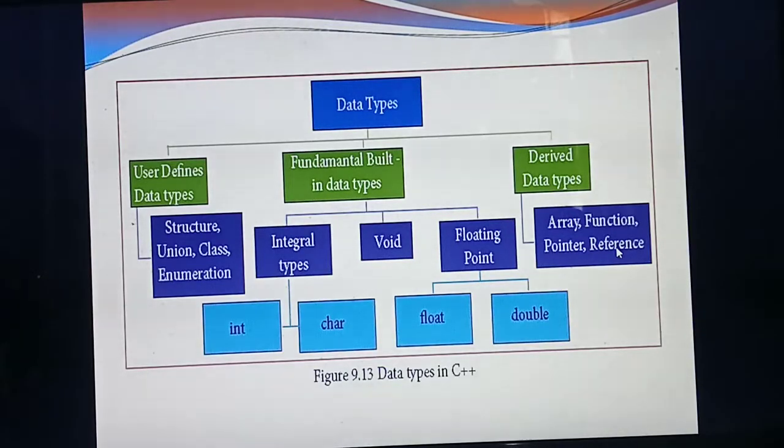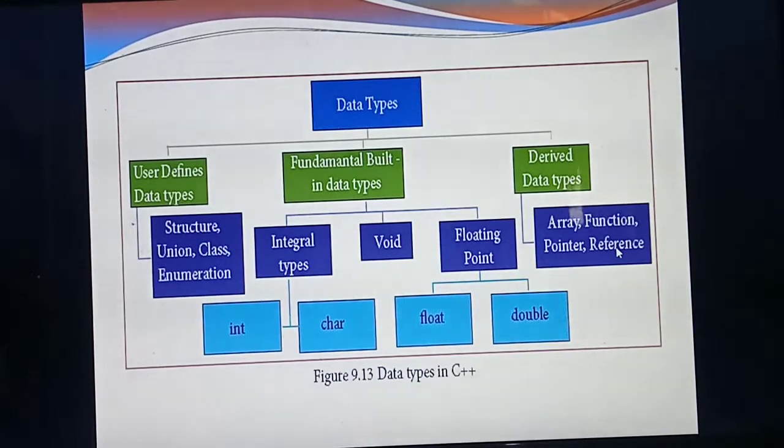Okay. Then fundamental data type, how many types are there? 3. What are they? Integral type, void and floating point. Okay. So integral data type, how many types are there again? 2. What are they? Int and character. Okay. Then under floating point, what data types are there? Float and double.